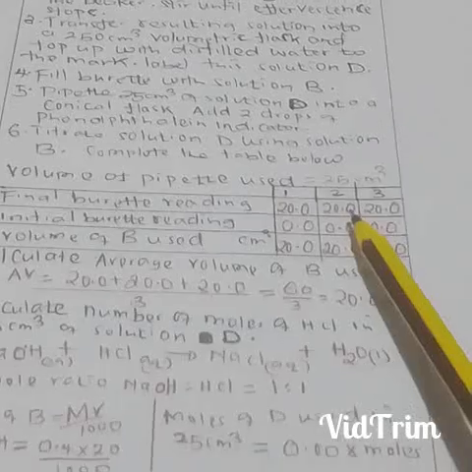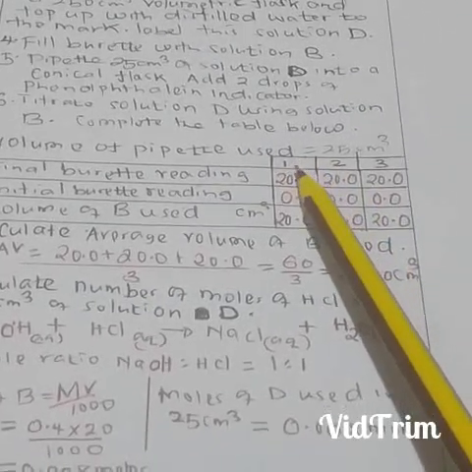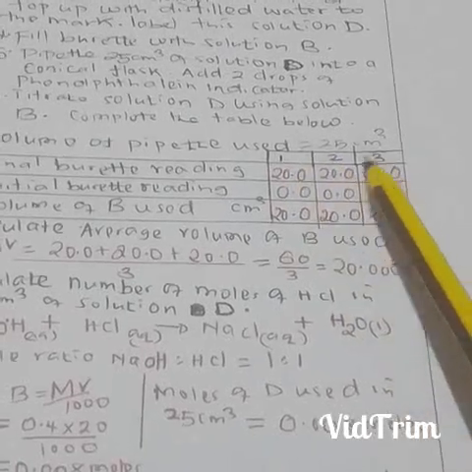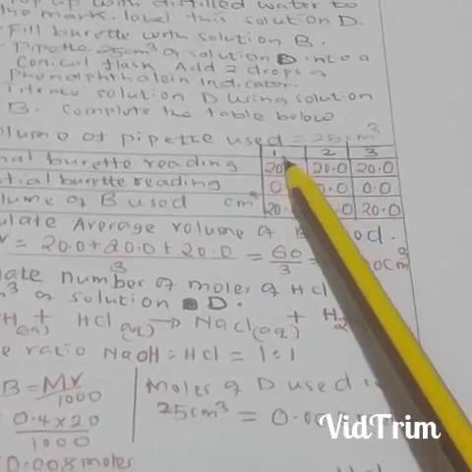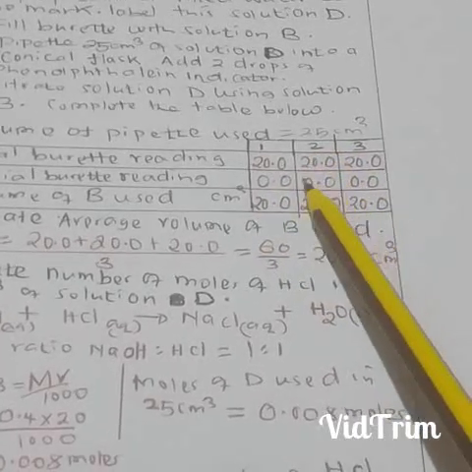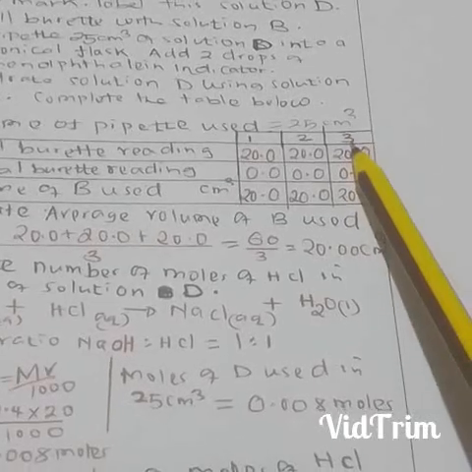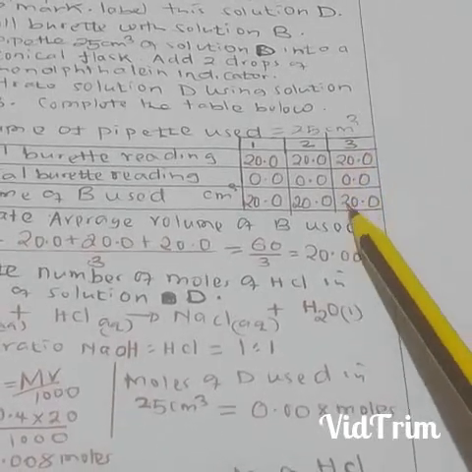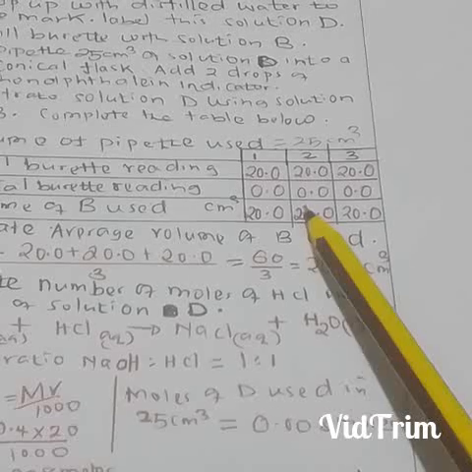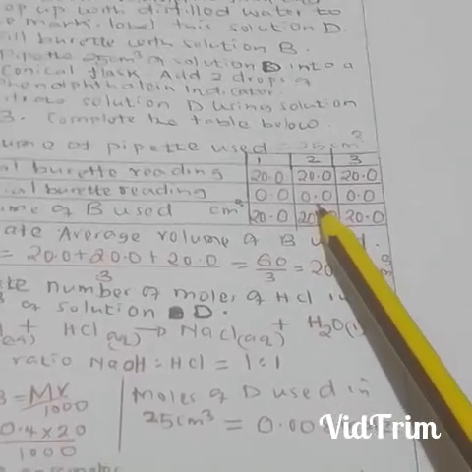So my student, when you look at this table, you have to carry out 3 titrations. The number of titrations is 3. This is the column for the first titration. This is the column for the second titration. This is the column for the third titration. But I've been giving you the techniques on how to carry out and complete the table.